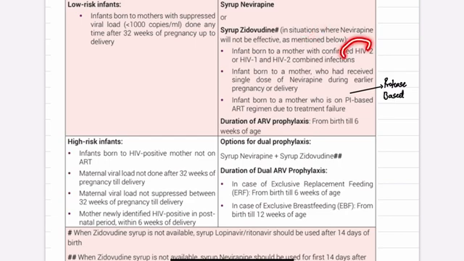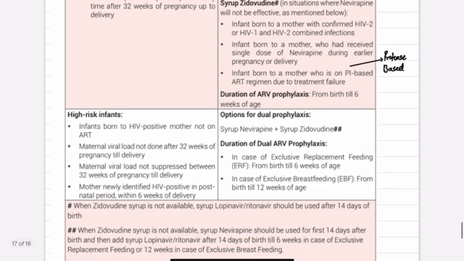What are the situations? If the patient has confirmed HIV 2 or HIV 1 plus 2, or the infant is born to a mother who had received nevirapine earlier, or the patient is on a protease-based ART regimen, then you have to start zidovudine or lopinavir and ritonavir. Remember nevirapine first, and the second option is zidovudine. The duration in the low risk infant is from birth till 6 weeks of age.